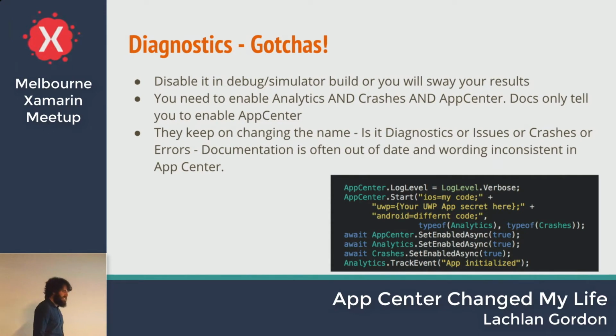And the documentation doesn't tell you to do it for analytics and crashes. It says it'll just work for AppCenter if you do the AppCenter part. So you do need those extra 2 lines of code. That bottom line there, Analytics.TrackEvent, that's when you do analytics. You can also do Crashes.TrackError, and that takes as its input an exception rather than a string. So then you've got your stack trace.